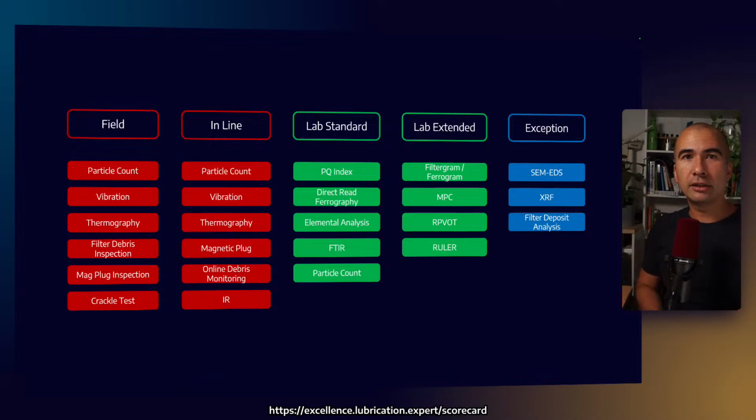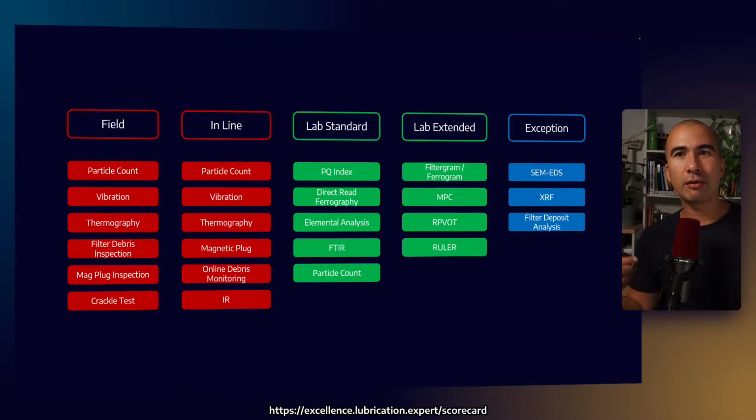Remember, when we're doing oil analysis, we can do it in the field. We can actually now do it inline. There are a whole bunch of live monitoring bits of equipment that we can use now. We have some standard tests that are done in a laboratory setting. There are also extended tests done in the laboratory, something like MPC, RPVOT, ruler, which gives you a measure of the antioxidants remaining in an oil. These are also done in the lab, but mostly on a less frequent timescale for things like turbines and compressors.